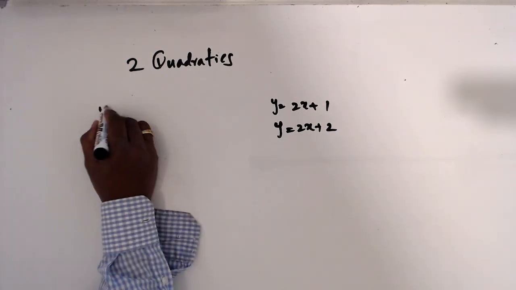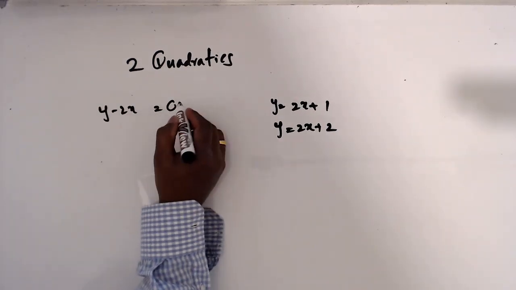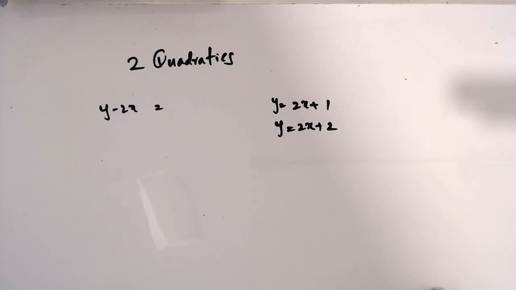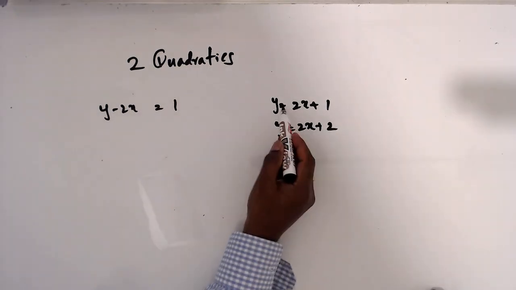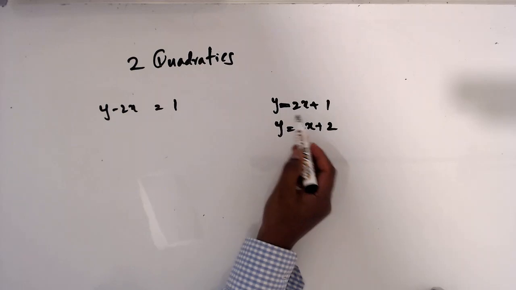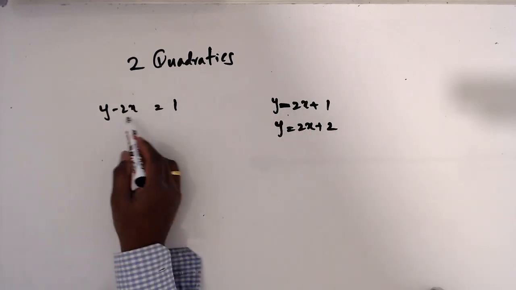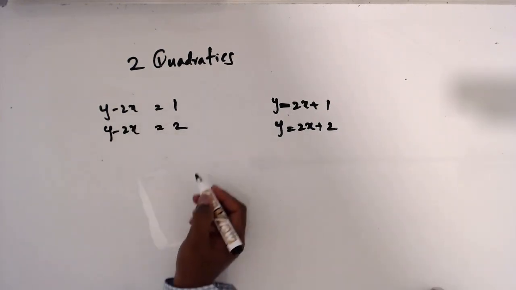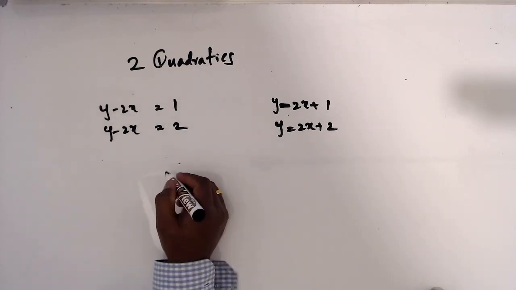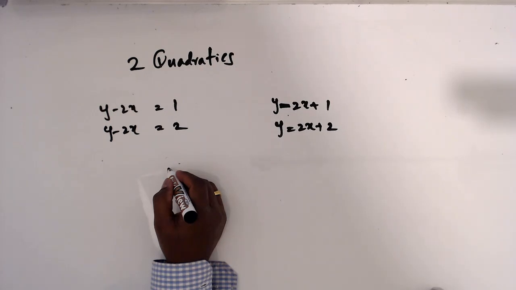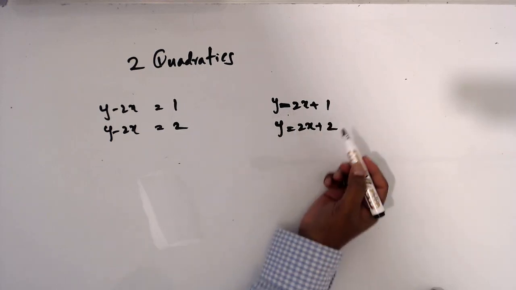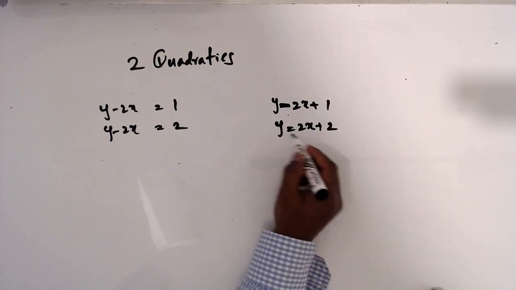Okay, I'll write in simultaneous form, which is much more familiar for you. y minus, this is the equation sign, I bring 2x to this side, y minus 2x, and then y minus 2x equal 2. So then I'm going to solve these two together, y equal to x plus 1 and y equal to x plus 2.